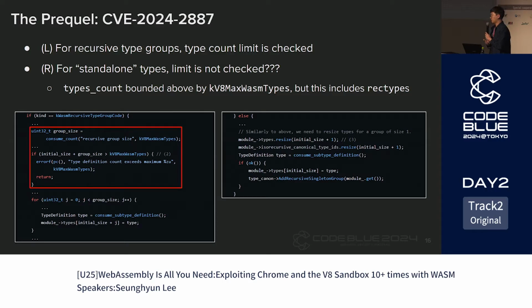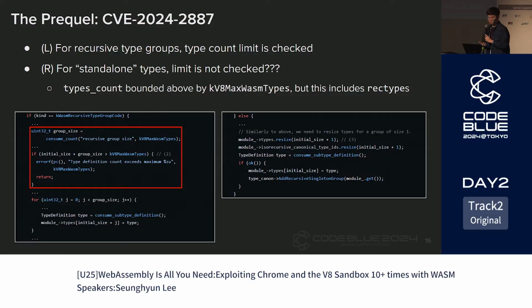However, on the right side, the code is shown for standalone types, which does not have this check. This is problematic because the type count itself is limited to 1 million, but each of these types can be either a standalone type or a recursion group, which can itself contain up to 1 million types.